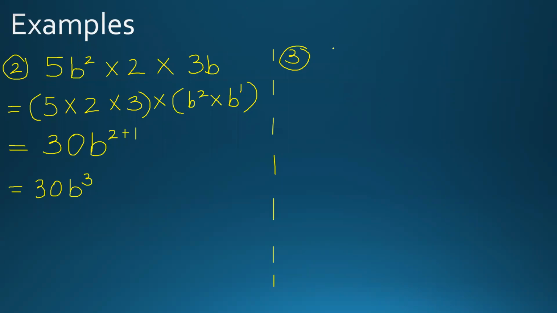So let's say we have 6y to the third power, times, let's keep it at 2, multiplied by 4 times y to the second power. So with this one, how are we going to solve it?